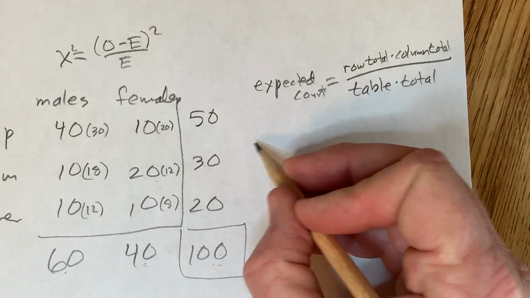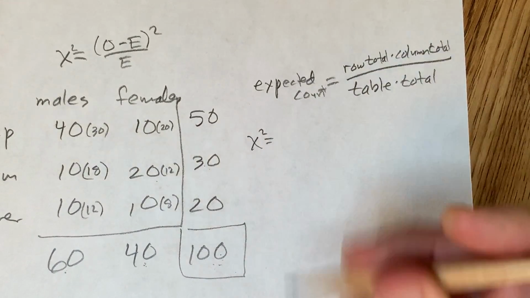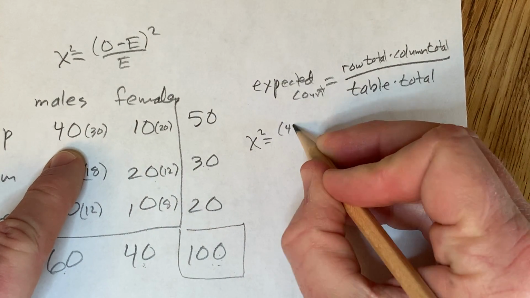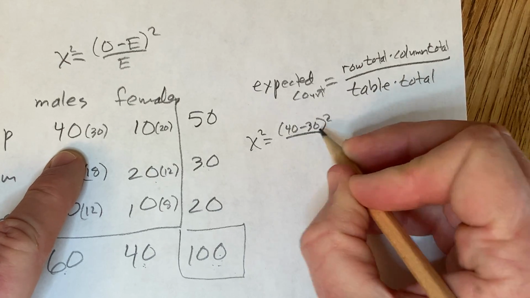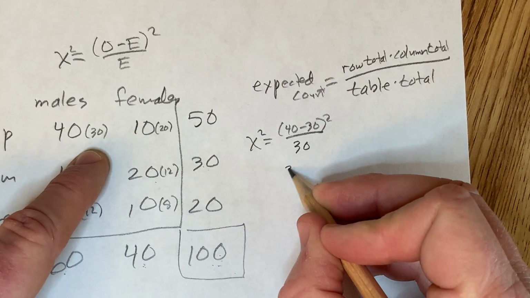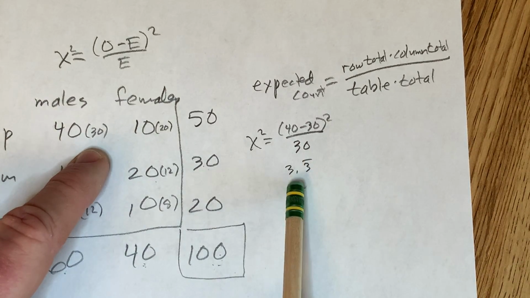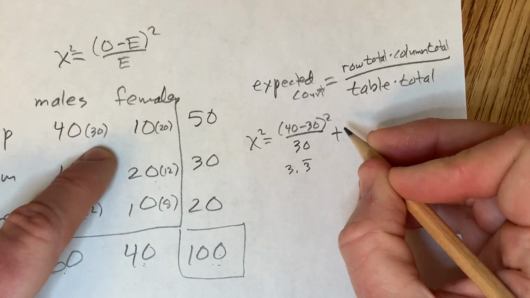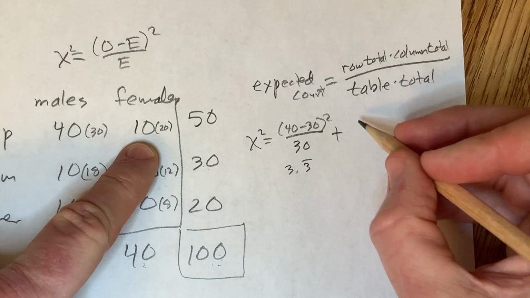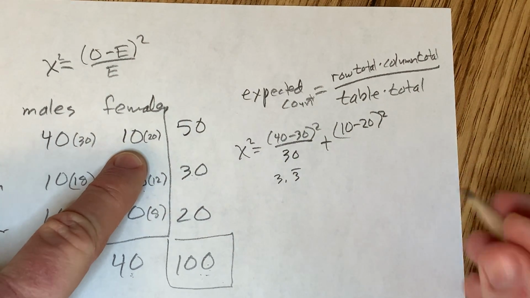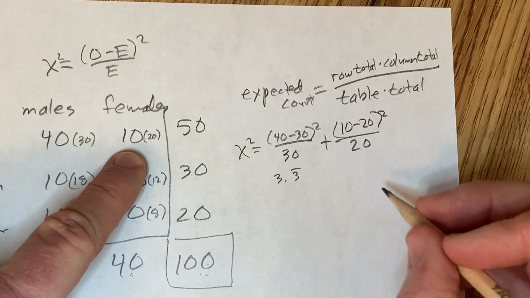To calculate your chi-squared, you would say, first of all, for the male Republicans, it would be 40 minus 30, squared, over the expected 30. When you calculate that, it equals 3.3 repeating. That is how much this cell, the male Republicans, contributes to our chi-square. Plus, now we do it for the Republican females: the observed 10 minus 20, squared, over 20, and that, in fact, is equal to 5.